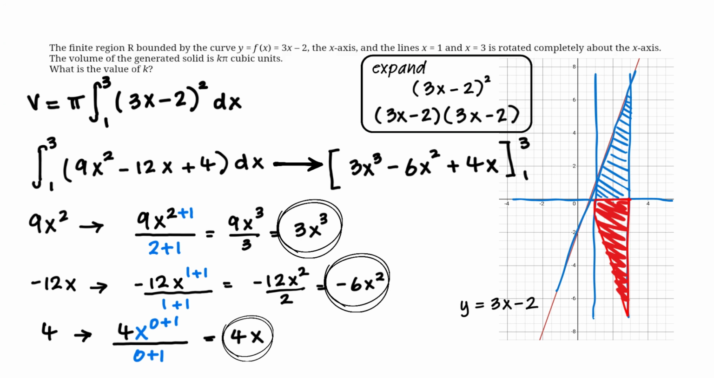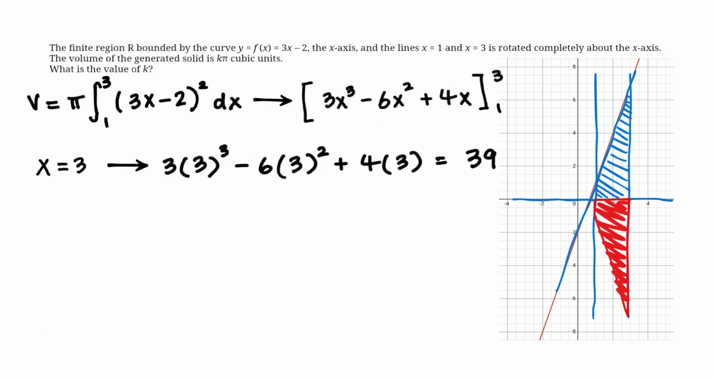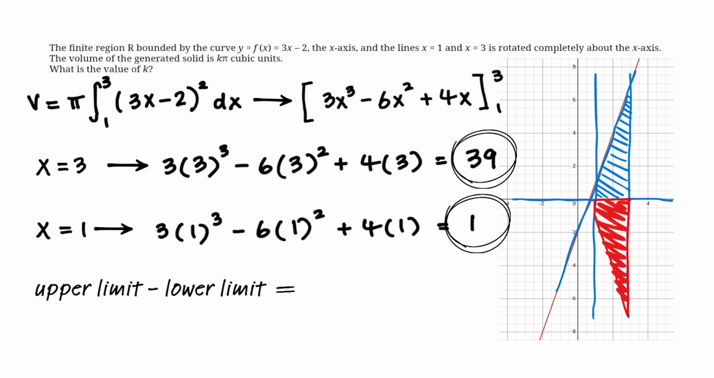Now we evaluate the upper and lower limits. First, plug in the upper limit, 3. 3 times 3 cubed minus 6 times 3 squared plus 4 times 3 equals 39. Next, plug in the lower limit, 1. 3 times 1 cubed minus 6 times 1 squared plus 4 times 1 equals 1. Subtract the lower limit result from the upper limit result. 39 minus 1 equals 38.